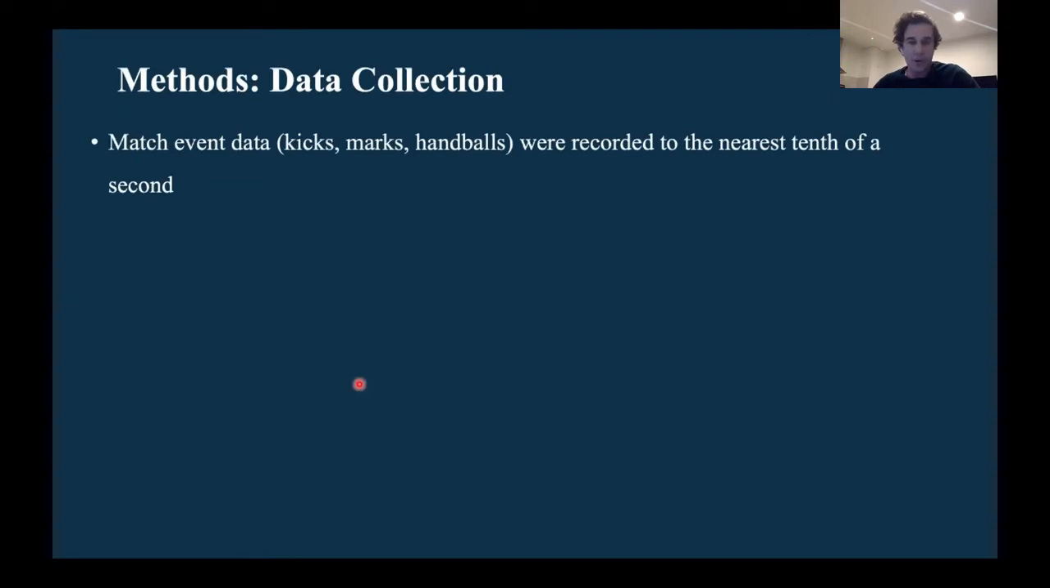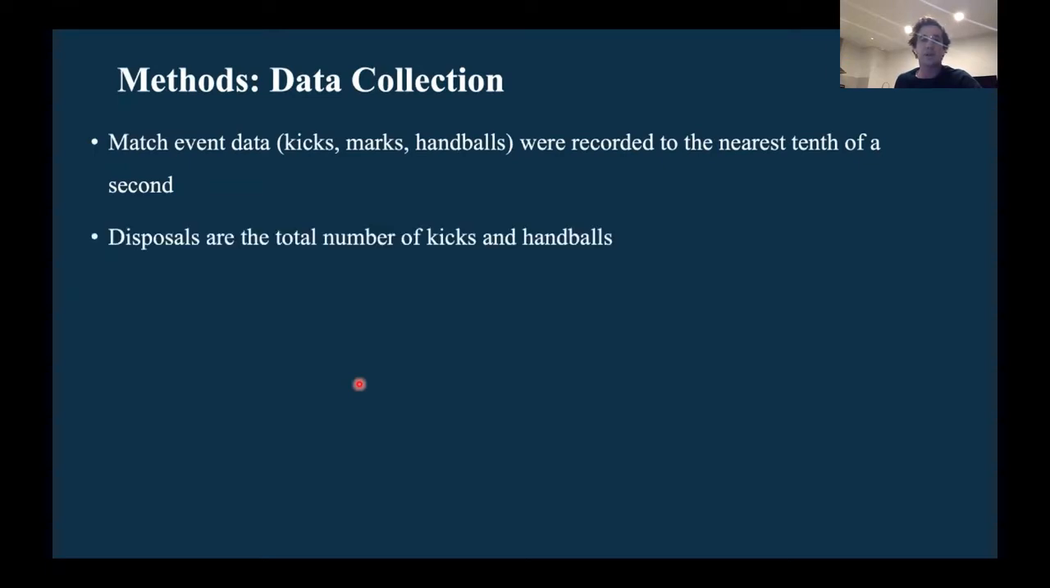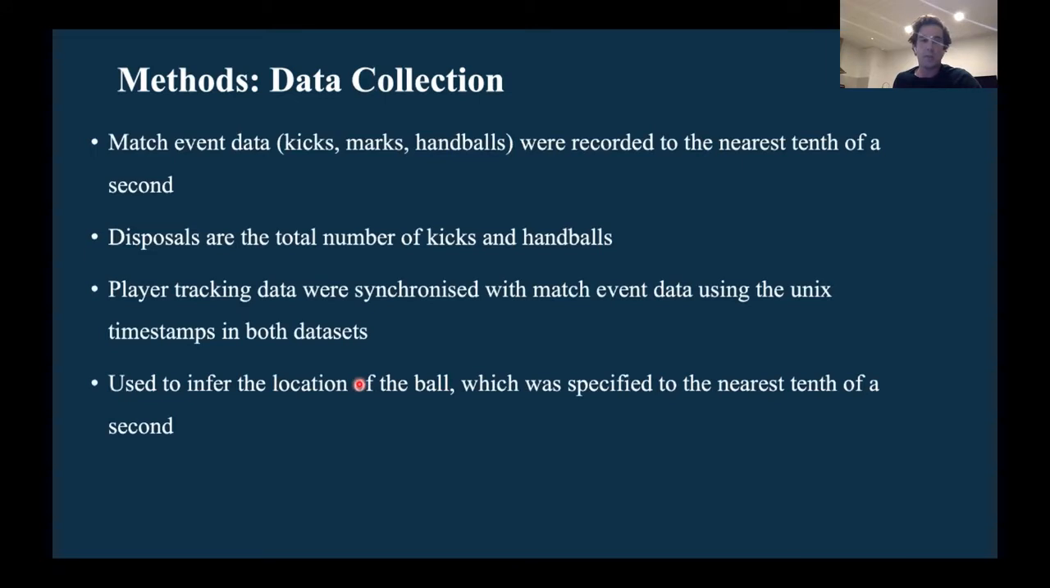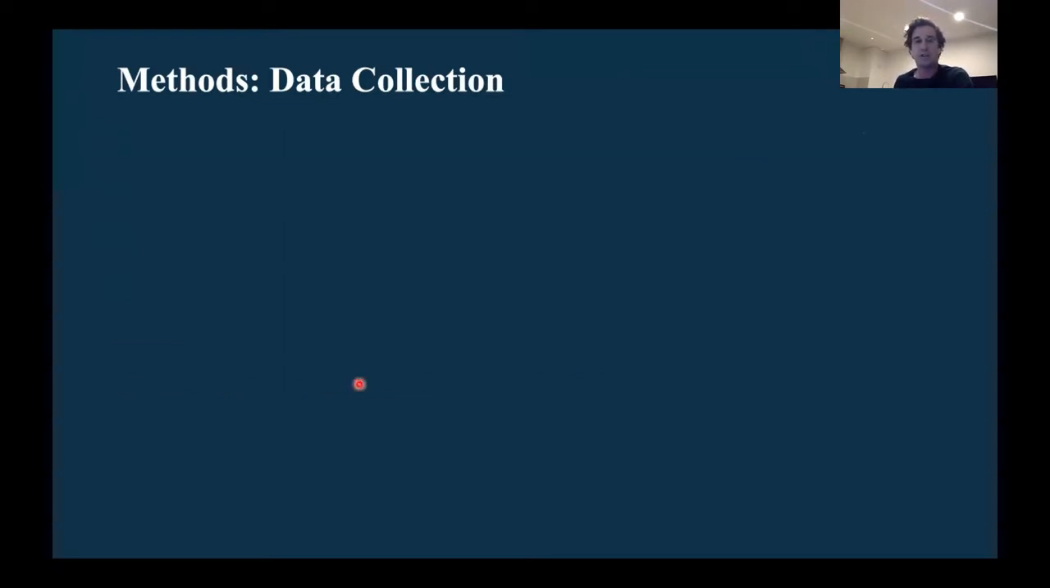The match events were recorded by Champion Data. They include kicks, marks, and handballs, and they're recorded to the nearest tenth of a second. Disposals in Australian football is just the total number of kicks and handballs, so they're the ways you can pass the ball legally. The player tracking data was synchronized with this match event data using timestamps in both data sets, and this was used to infer the location of the ball. So we don't have a true XY coordinate of the ball, and this was also specified to the nearest tenth of a second.